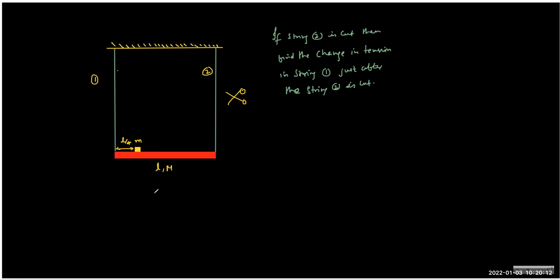So for the sake of simplicity, let's take M equals to 3m. This will ease out your calculation, hopefully. So take M equals to 3m. And the block is a dimensionless object, so it's having a point mass concept. So the m is a point mass which is kept on the plank. So you cut the string 2, and then just after cutting the string 2, you're supposed to find the changing tension in the first string.